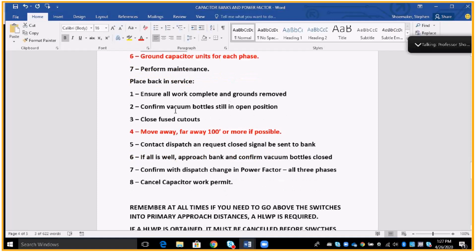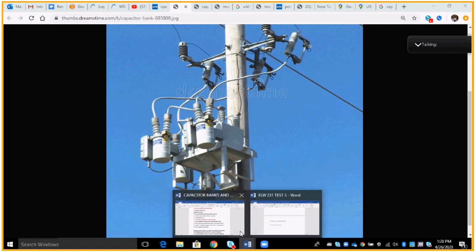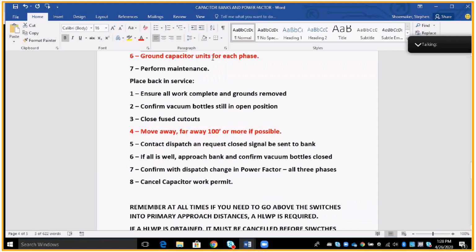Let's run back to this picture here real quick. So right now, as it stands, when you have completed your work, say you replace this unit, and this is the one put back in, your vacuum switches are still open, your fuse cutouts are still open. Ensure all work complete and grounds removed. So just do a second look over to make sure everything's connected correctly and remove your grounds.